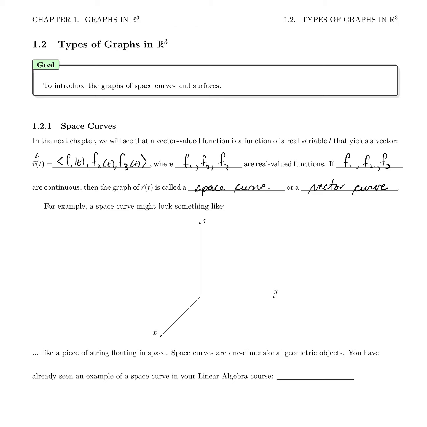So for example, the graph of a space curve might look something like this. Like a piece of string floating in space, the vector r would be the position vector of any point on that curve. So r of t links points on that curve to the origin. And space curves are one-dimensional objects. You've already seen an example of a space curve in your linear course, of course: a line, a straight curve.